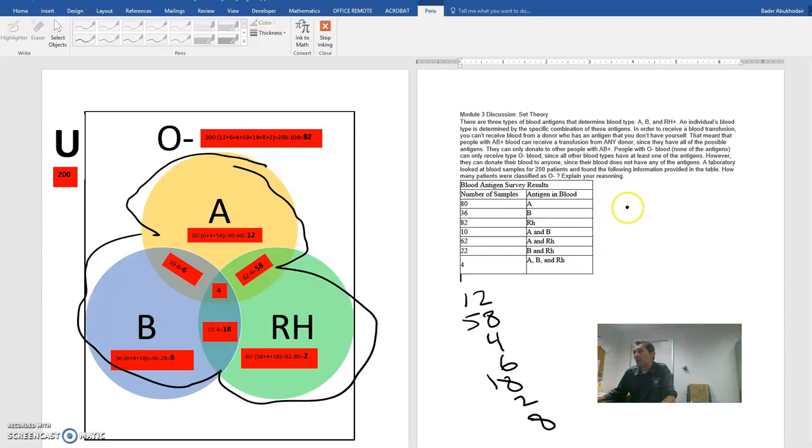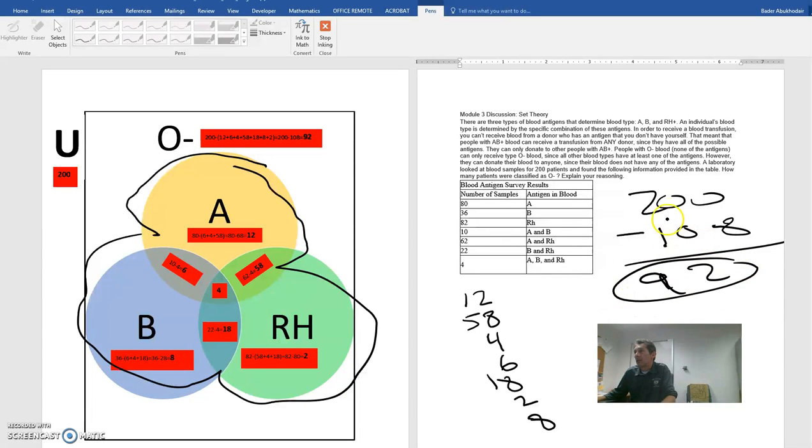So 200 patients minus what did we say? 108. So we have 92. So 200 minus 108 is 92, and that's what we have. 92 people don't have any of these. Notice that when he wrote this, if you add all these numbers, you're not supposed to end up with 200.